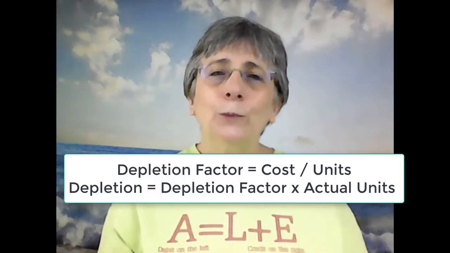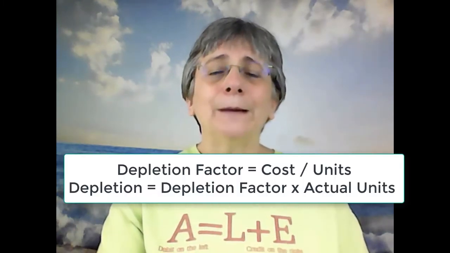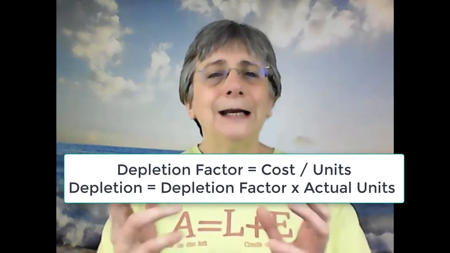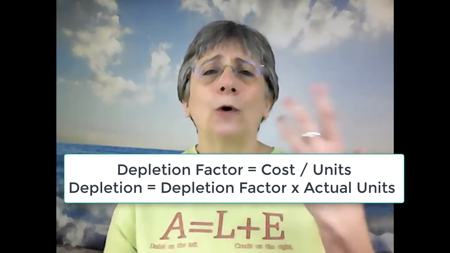It's the same idea. We're taking the cost, we're dividing it by the number of units in order to get a factor. We'll then take that factor and multiply it by the actual amount taken from our diamond mine or our woodlot. So let's look at an example.